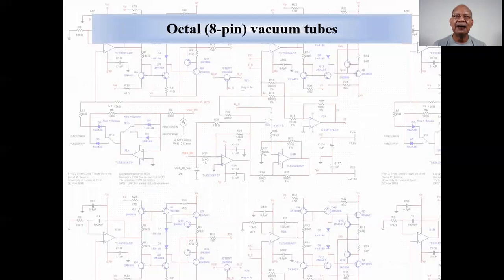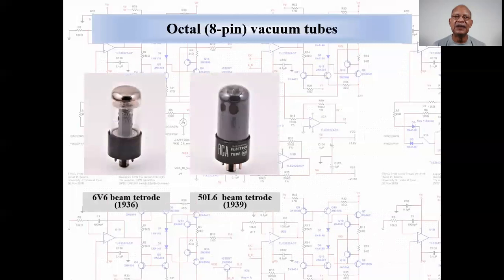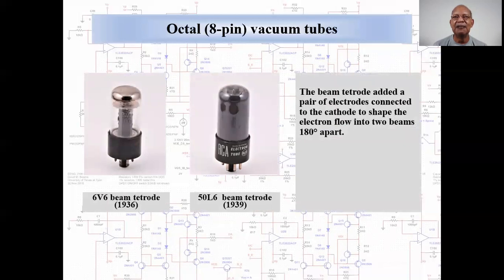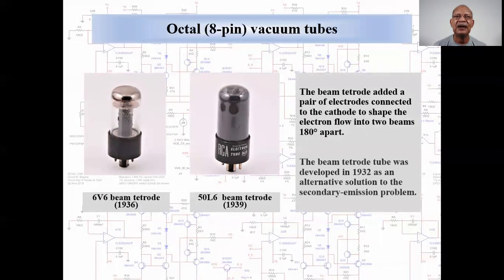This slide shows examples of beam tetrodes. Here we have the 6V6 beam tetrode and the 50L6 beam tetrode. The secondary emission phenomenon of the tetrode was suppressed with 2 electrodes that form the electron flow from cathode to plate into 2 beams 180 degrees apart. These electrodes were connected internally to the cathode. The beam tetrode was developed as an alternative to the pentode, in part to avoid patent issues.